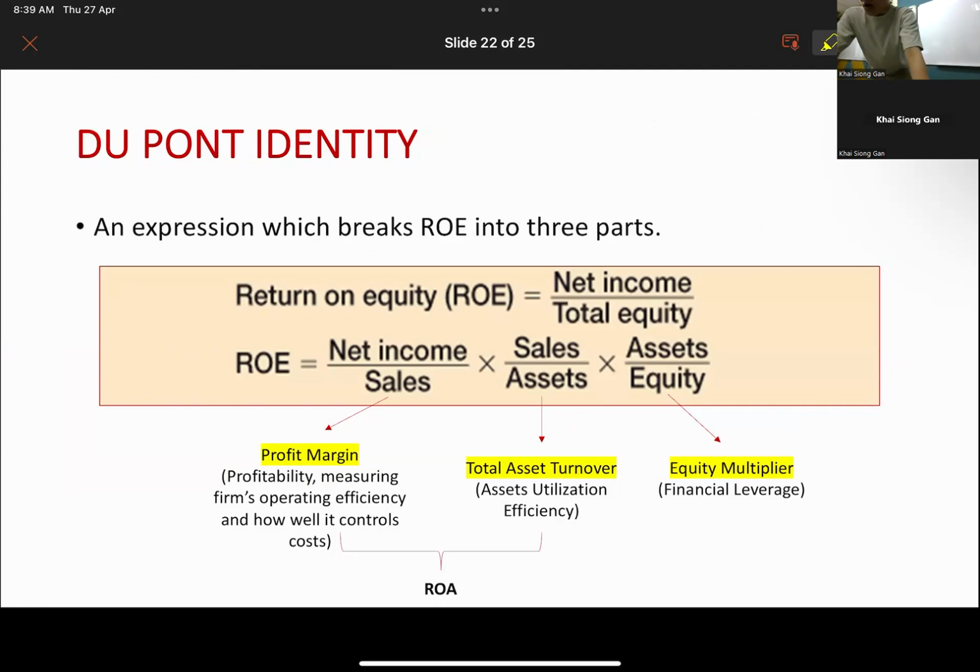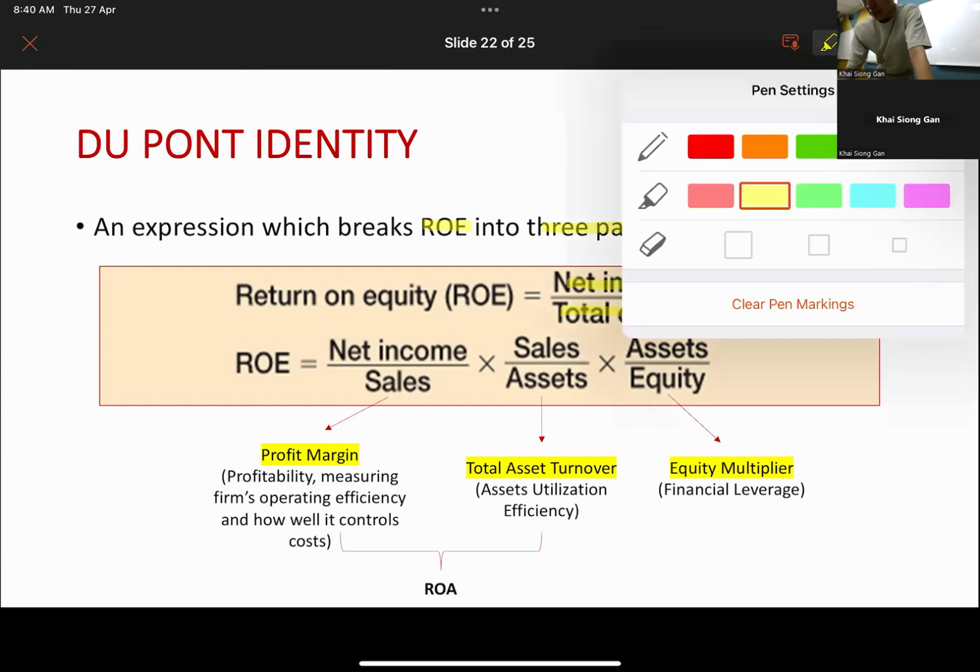Okay, so DuPont here is basically a theory or a formula that breaks the ROE into three components. The purpose is to give us more information. How is that so? Remember what the formula for ROE is that we learned just now? ROE is a profitability ratio. We use net income divided by total equity. But it doesn't tell us a lot of information unless we use the DuPont identity.